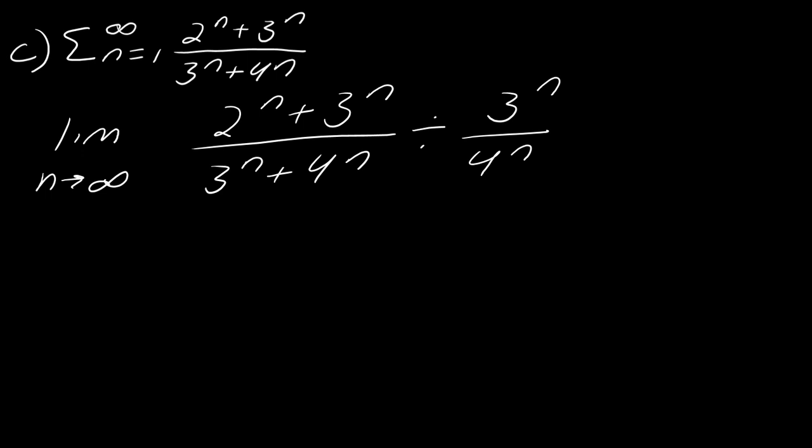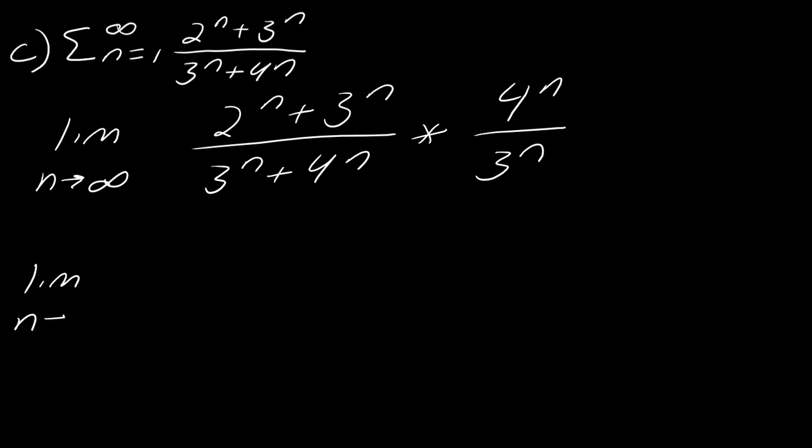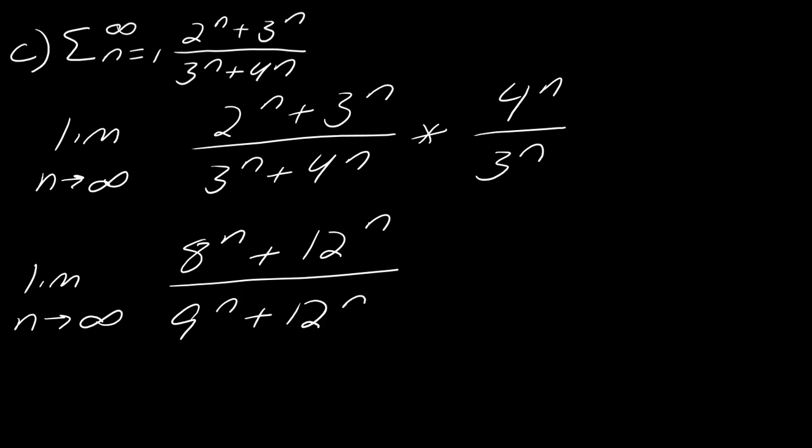And when I divide, that's equivalent to multiplying by the reciprocal. So I can do this one more time and rewrite this as 4 to the n over 3 to the n. Okay. And so now I am allowed to multiply these things together because they all have the same exponent. So since they all have the same exponent, I can multiply everything together. So this will turn into, 2 times 4 is going to give me 8 to the n. 3 times 4 is going to give me 12 to the n. This will give me 9 to the n and 12 to the n.